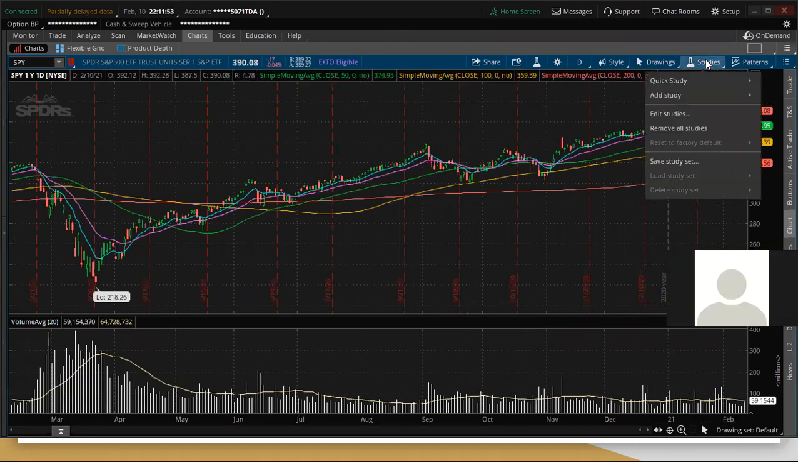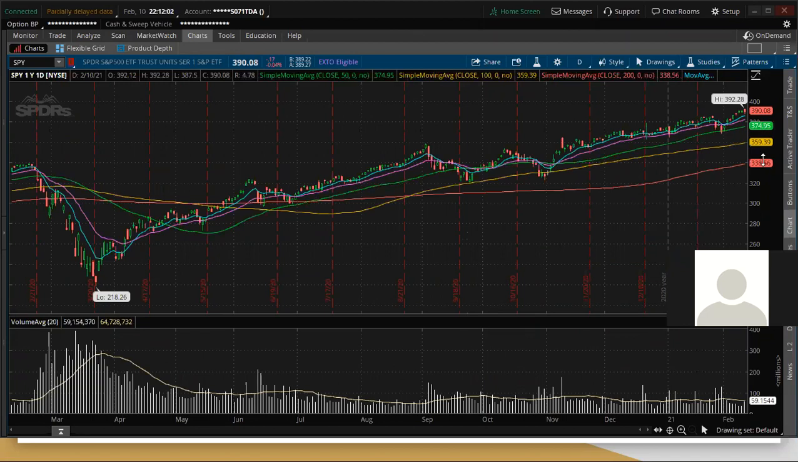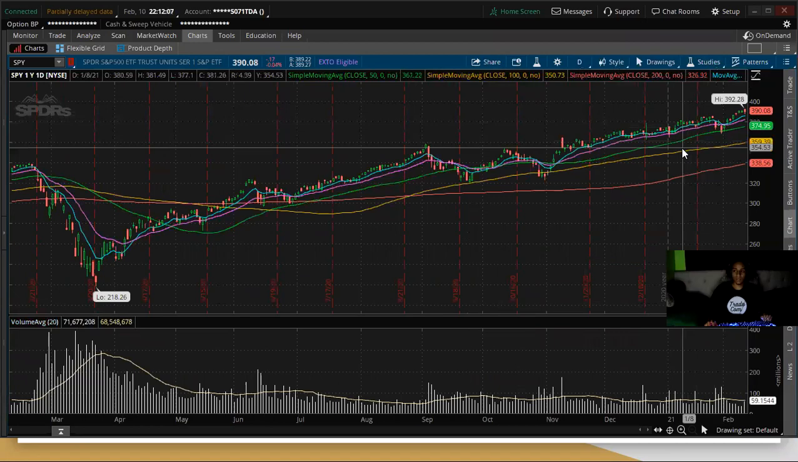Hey, I had a question. You see at the side of your chart there, for each line it gives the highlighted numbers. It doesn't show up like that on my screen. Oh, it doesn't show up on your screen like that?